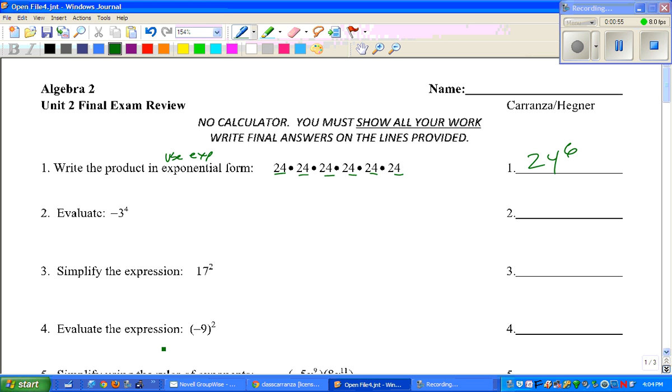Number 2 says evaluate -3 to the 4th power. Now the exponent only goes to the number. Okay, since this is not in parentheses, there's only one negative sign, and the rest are the 3's. Okay, so since we only have one negative sign, you know that your answer is negative. 3 times 3 is 9. 3 times 3 is 9. 9 times 9 is 81.